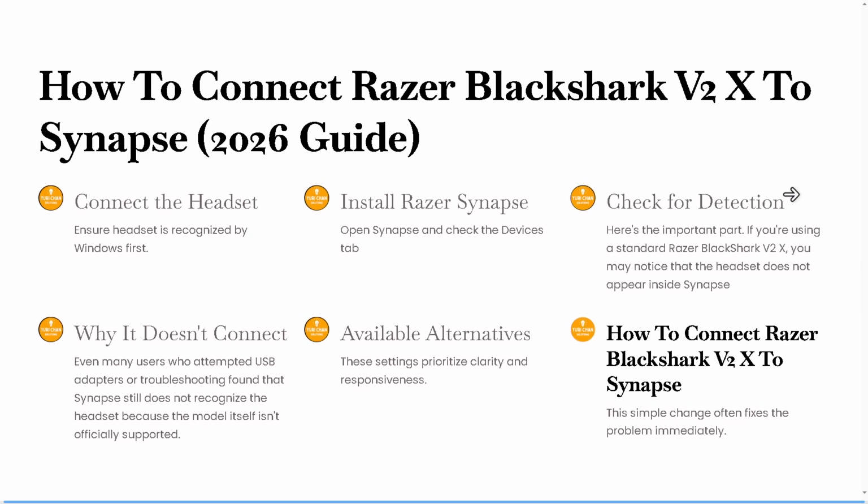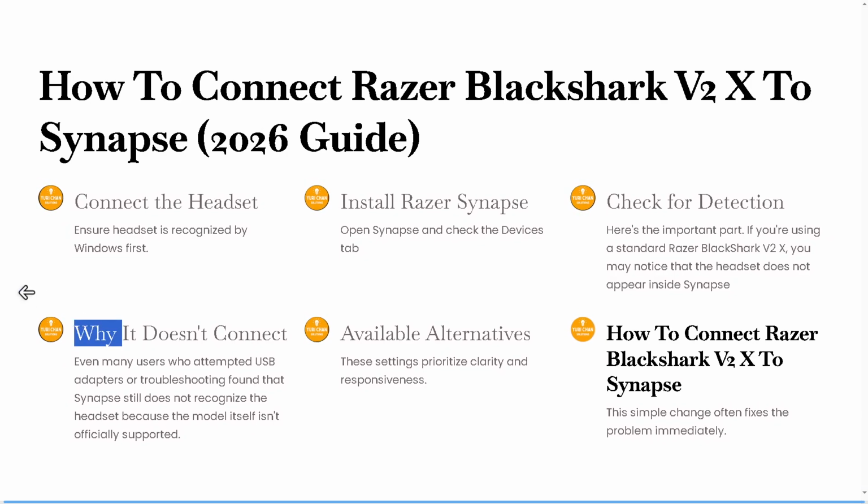Here's the important part. If you are using a standard Razer BlackShark V2 X, you may notice that the headset does not appear inside Synapse. According to Razer support and multiple official support responses, the BlackShark V2 X is not supported by Razer Synapse and therefore won't be detected by the software. Now, the question is, why doesn't it connect?